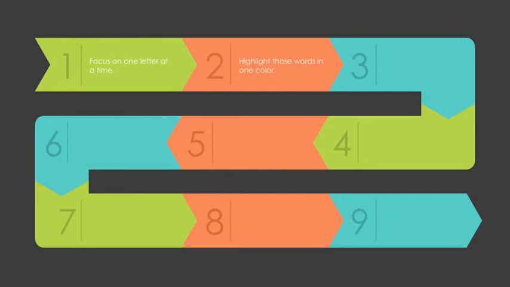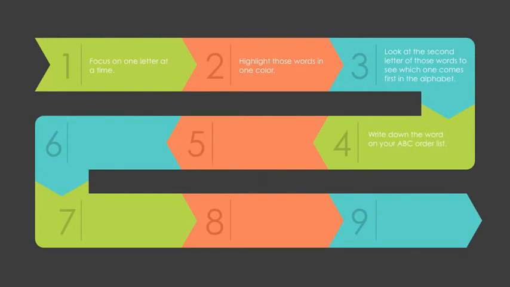Then you want to highlight those words in one color. That way, you will just look at those words and decide what order to put those words in. Next, you need to look at the second letter of those words to see which one comes first in the alphabet. So we've gone through the list. We focused on all words that began with letter A. We highlight those words, and then we look at the second letter of those words.